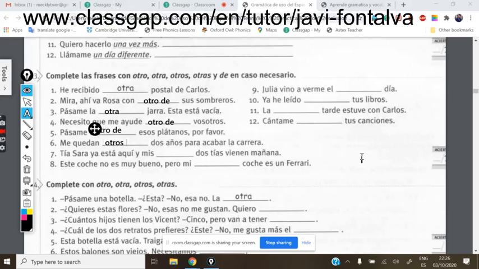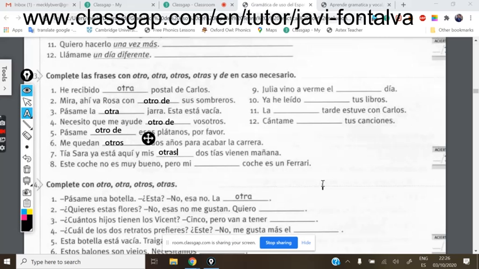Siete. Tía Sara ya está aquí y mis otras dos tías vienen mañana. Otras dos tías. Okay. So my aunt Sara is already here, and my other two aunts are coming tomorrow morning. Mañana, very important word.